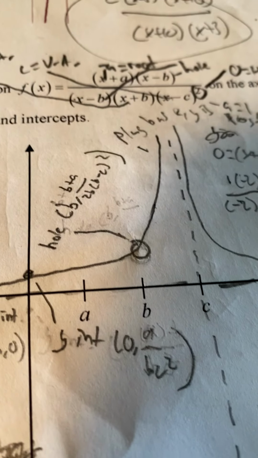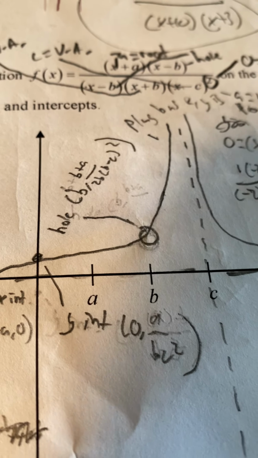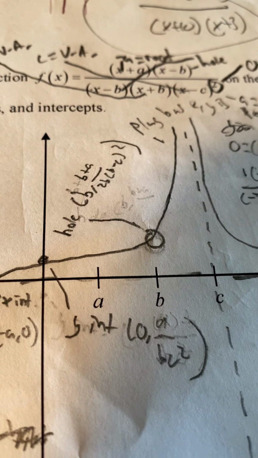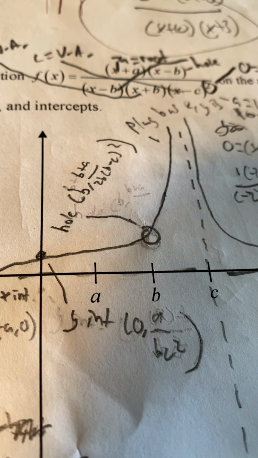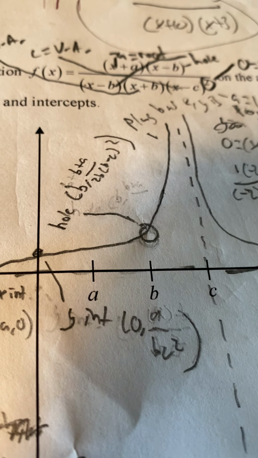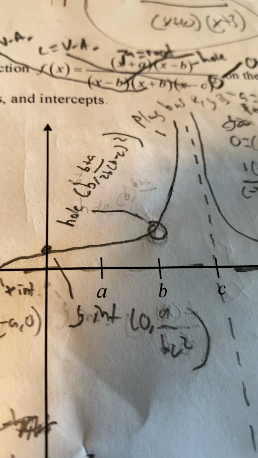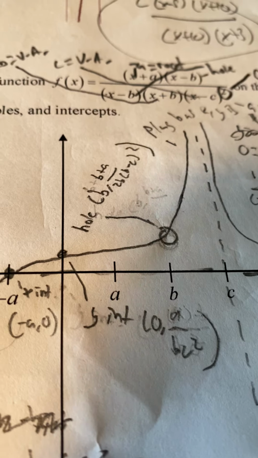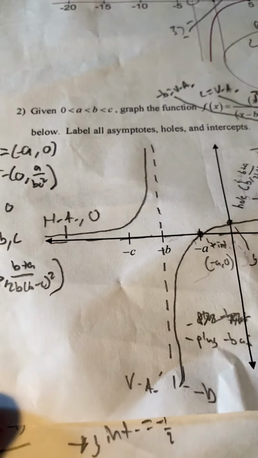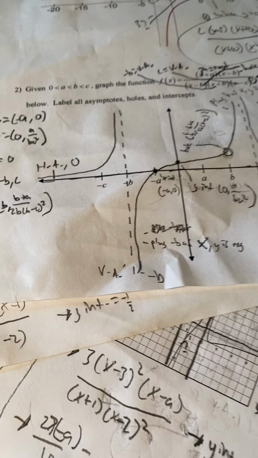Finally, you can tell that x plus a times x minus b will create a polynomial with degree 2, while x minus b times x plus b times x minus c will create a polynomial with degree 3. Therefore, the horizontal asymptote is 0. So horizontal asymptote I named, vertical asymptote I named, x, y. Yep, that's it. All right.